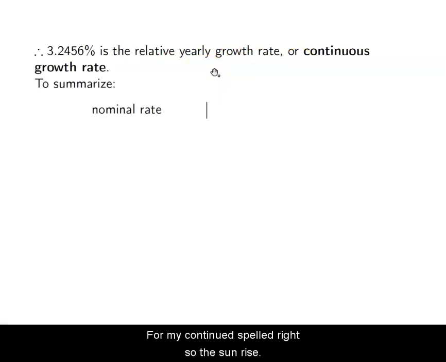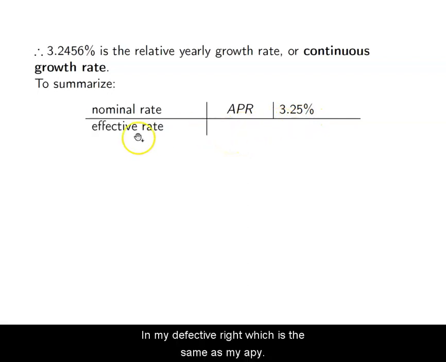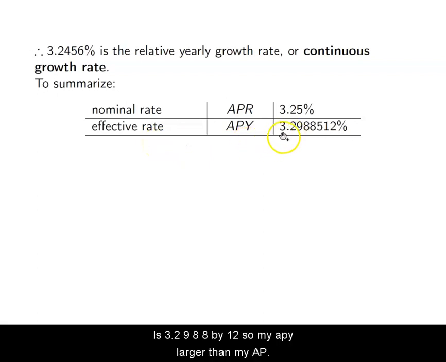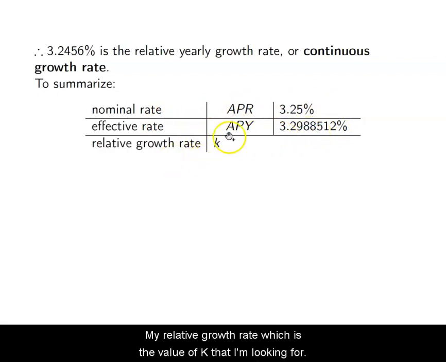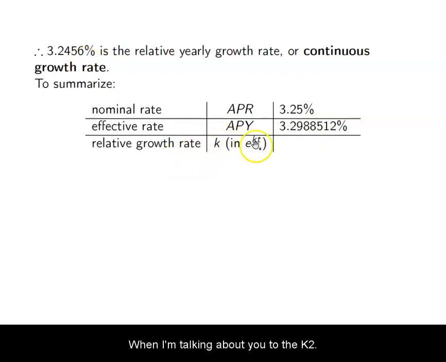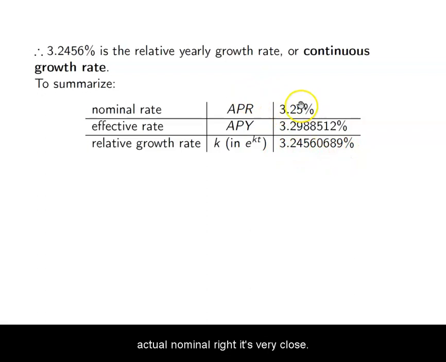So to summarize, let's put this in the table. If my nominal rate, which is the same as APR, is 3.25%, then my effective rate, which is the same as my APY, is 3.2988512. So my APY is larger than my APR, right? Obviously, because it's being compounded monthly, not just once in a year, right? My relative growth rate, which is the value of K that I'm looking for when I'm talking about e to the KT, is 3.24560689. So it's actually pretty close to the actual nominal rate, right?